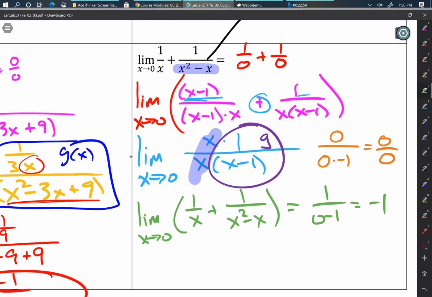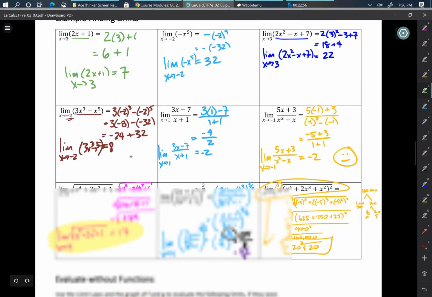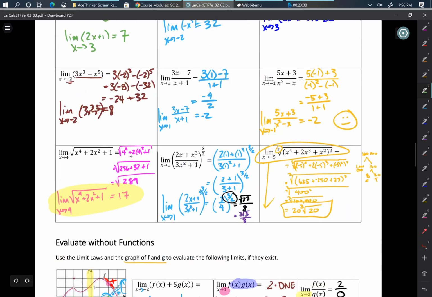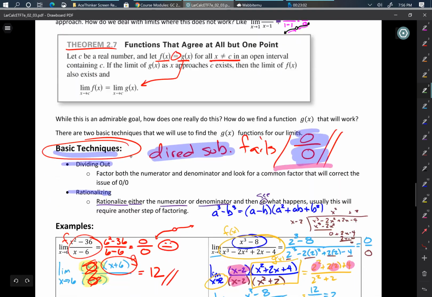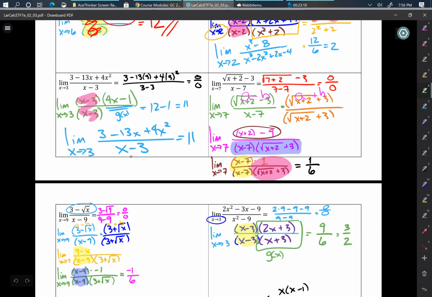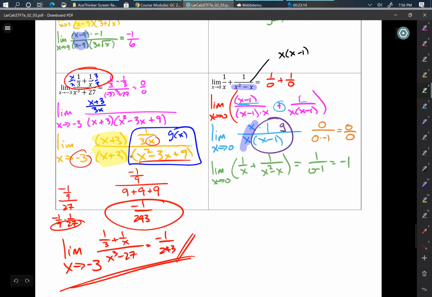So, evaluating limits ranges from ridiculously easy, plug in the number, grind it out, to a little bit harder, where we have to do some algebra. The first couple were some pretty straightforward algebra, to some rationalization problems, which can be difficult. And then there's just some weird ones that show up.